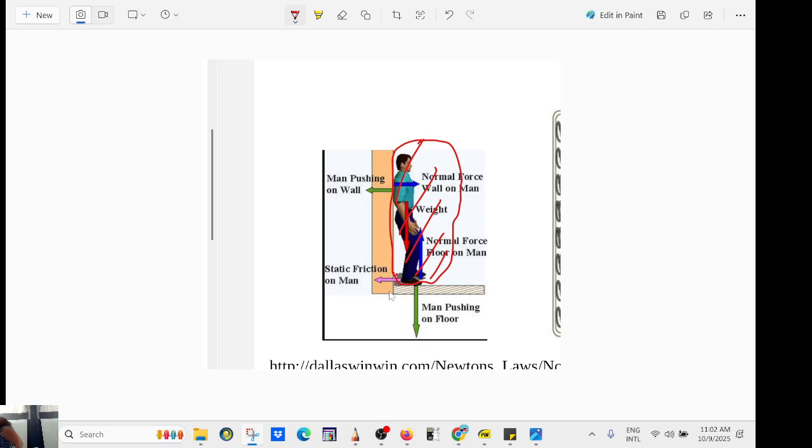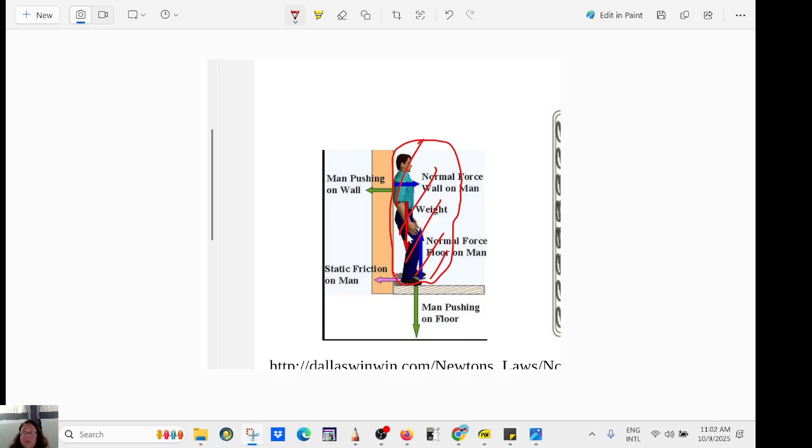If the guy is standing like this, no, I don't slide. If it was ice, I would slide. I don't slide because there is static friction between my feet and the ground, right? So you have static friction here, and he's in equilibrium.